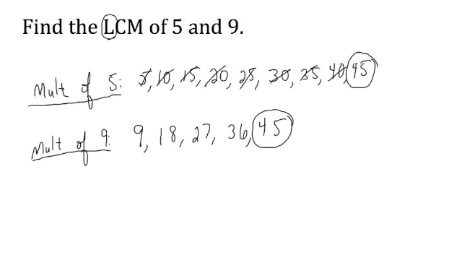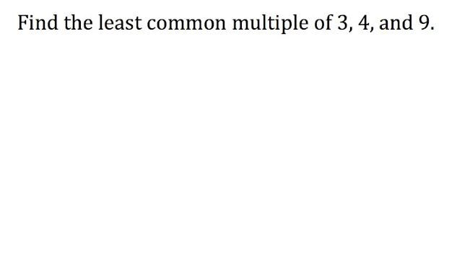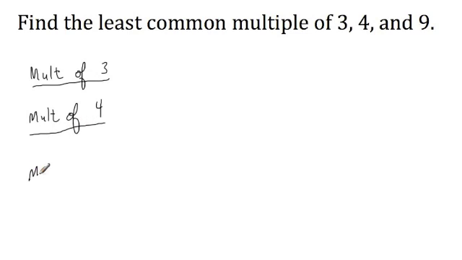Now it is possible to find a least common multiple of more than 2 numbers. Let's consider this example. This time we want to find the least common multiple of 3, 4, and 9. If you're looking for the least common multiple of more than 2 numbers, you'll need more than 2 lists of multiples. So this means that we'll need to list multiples of 3, multiples of 4, and multiples of 9.